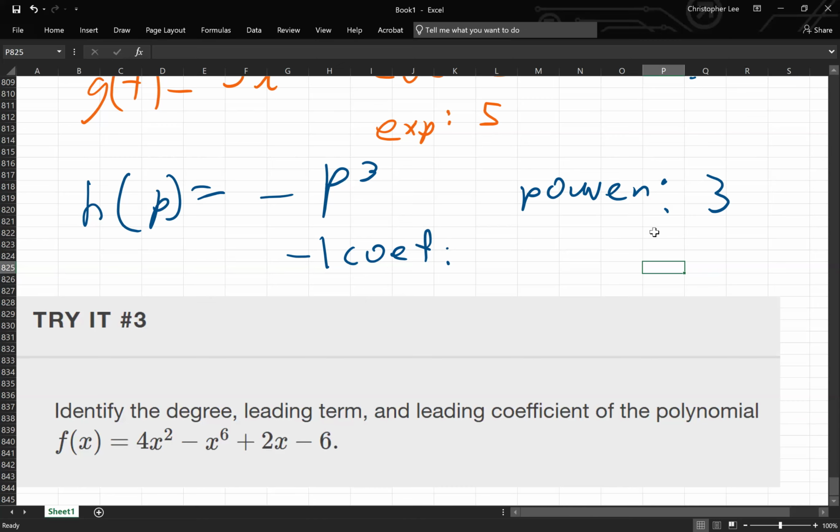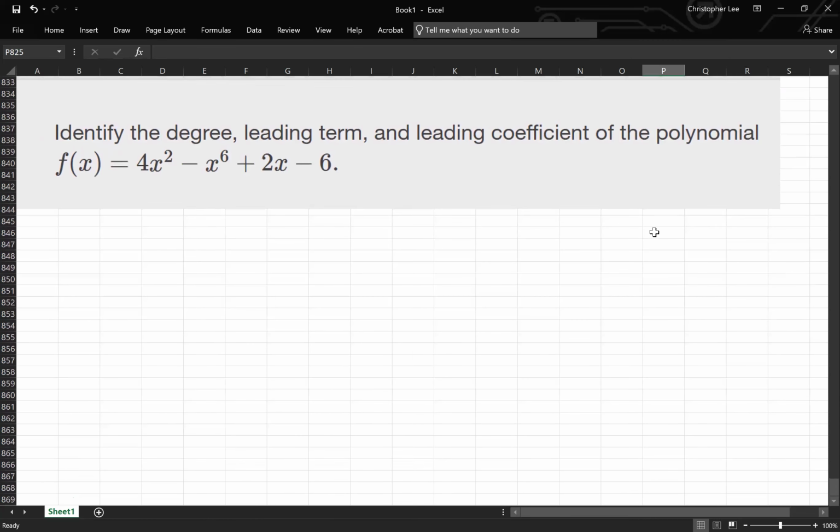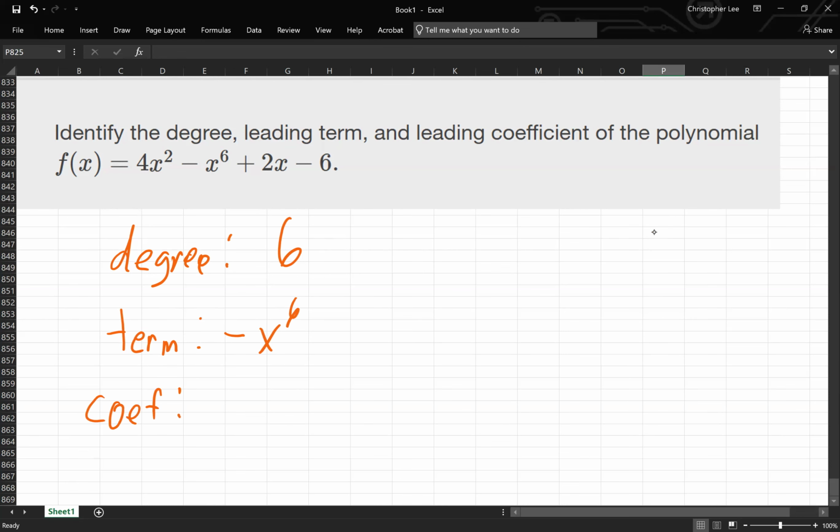All right. What is the highest degree power here? Very good. What is the leading term? Negative x to the 6. Good. What is the leading coefficient? Good. And that's it. Questions on this? Not bad, right? Most of your homework is this topic.